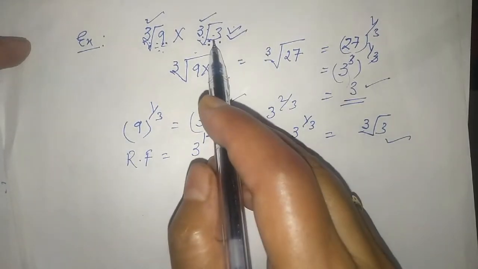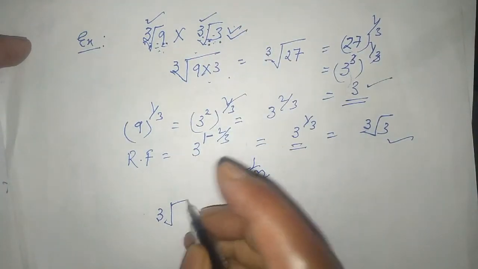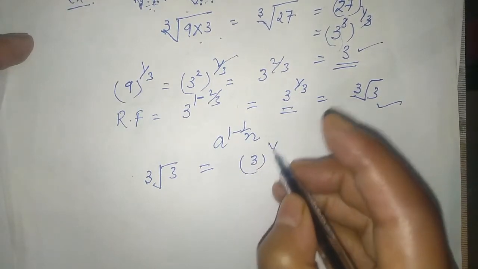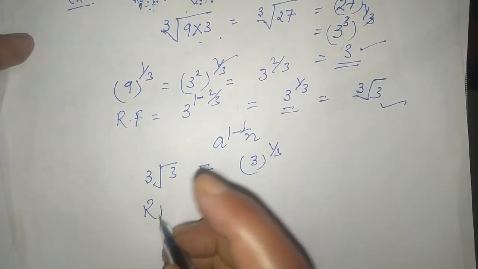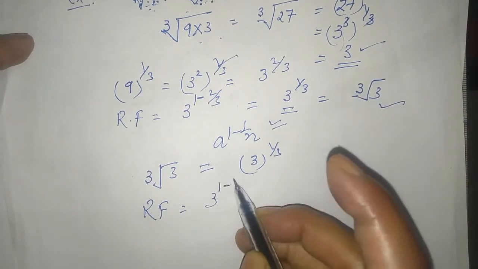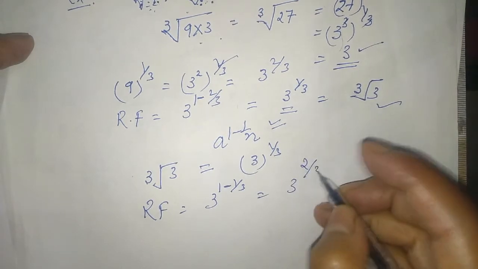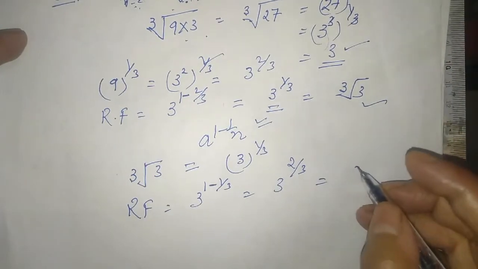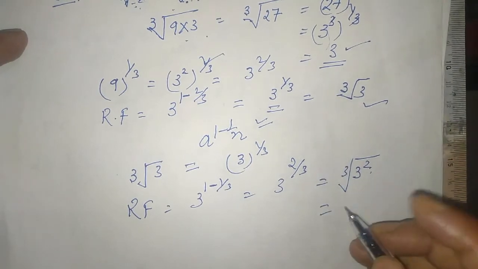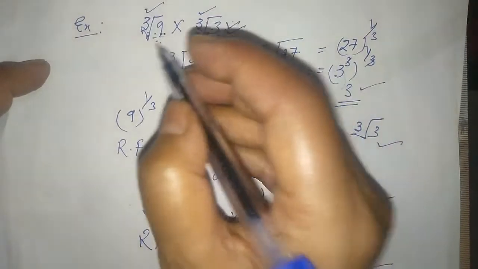Similarly, if we check this we are having cube root of 3. So we can write it 3 to the power 1 upon 3. So rationalizing factor with this formula 3 to the power 1 minus 1 upon 3 becomes 3 to the power 2 upon 3, or we can write 3 to the power 2 whole cube, or we can write 3 square is 9. So this is cube root of 9. So this was the second number.